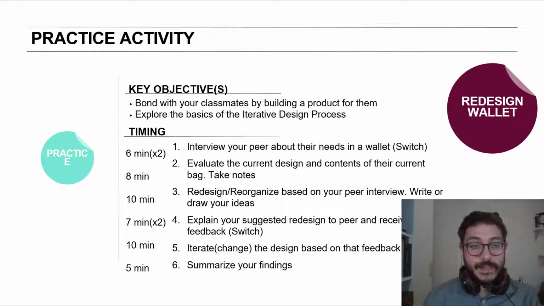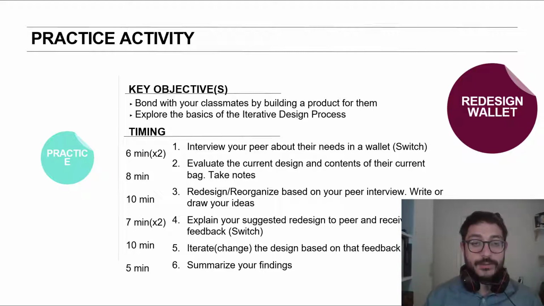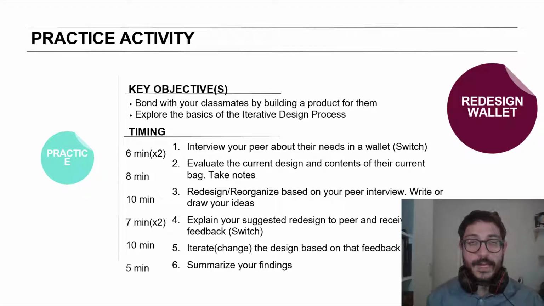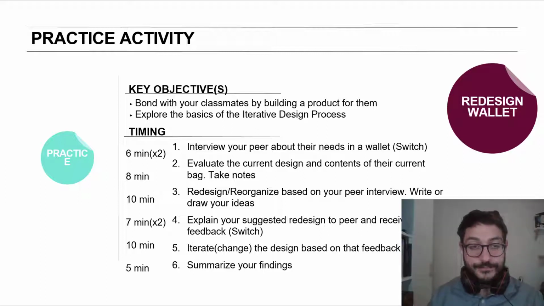Now, redesign and reorganize based on your peer interview. Write or draw your ideas. So start to come up with what you think is important. For example, for me, if I look at my wallet, it doesn't have a coin compartment. I hate it. Perhaps I need a wallet which does hold that. But sometimes we just go for what is available on the market. So you probably want to try and instead create something that doesn't exist yet.